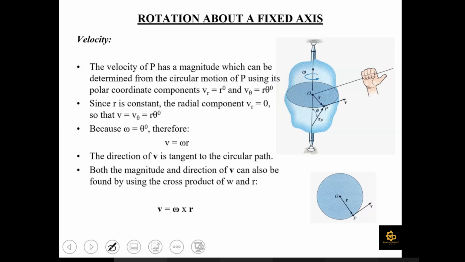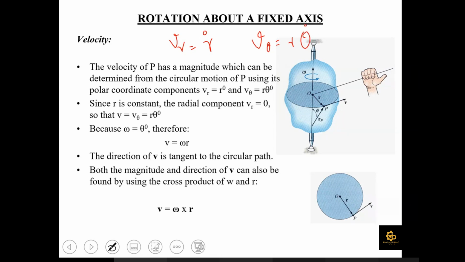Now in order to define the velocity and the acceleration of this point P, let us use the same coordinate system that we used earlier in chapter number 12. The velocity of point P has a magnitude which can be determined by the circular motion of point P using its polar coordinates, v_r and v_theta. If we revise chapter 12, in case of polar coordinates the velocity would have two components, the radial component and the transverse component. The radial component of velocity would have a magnitude of r dot, and the transverse component of velocity would have a magnitude of r theta dot.